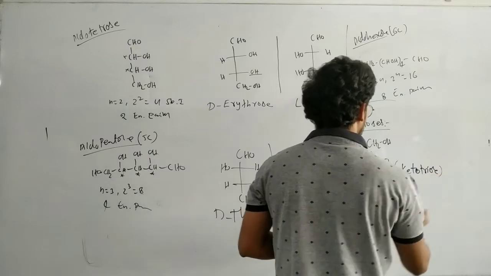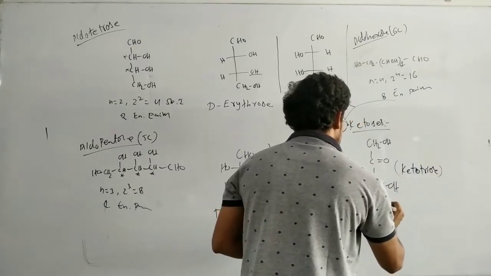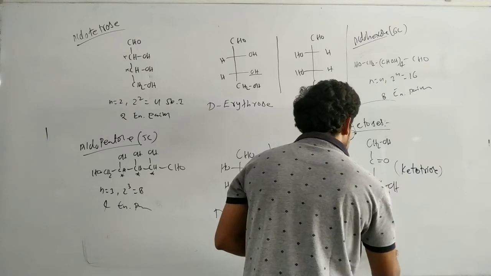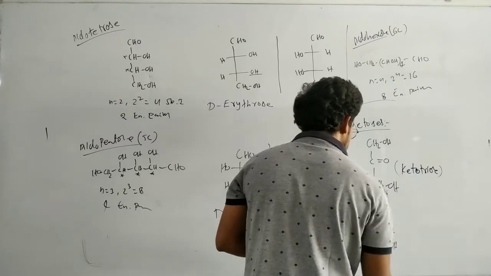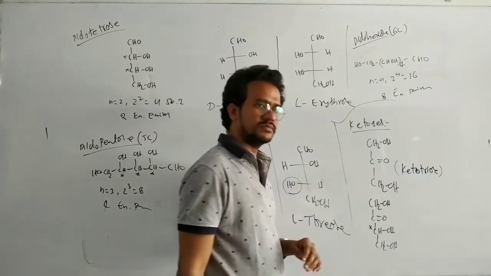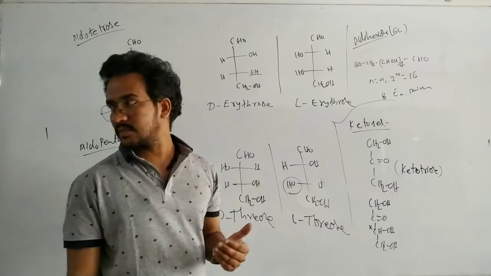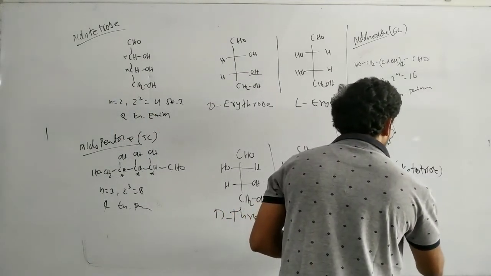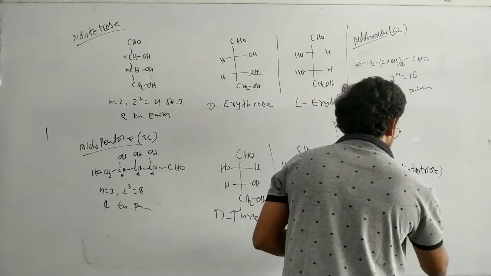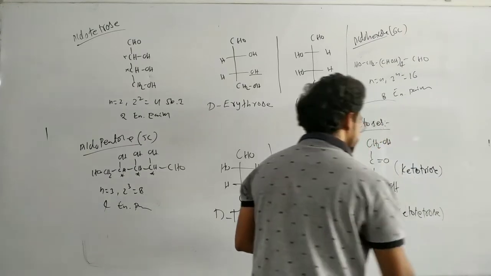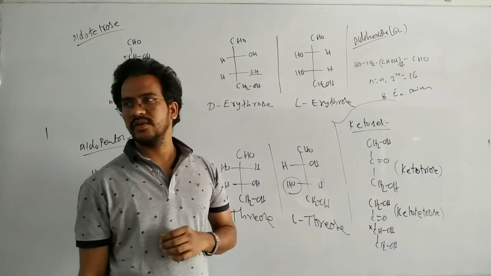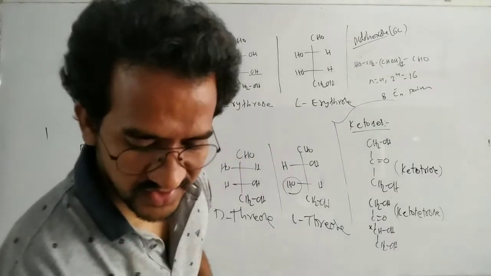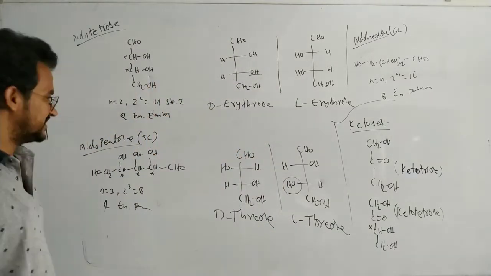It is a ketotriose. Now next, CH2OH, C double bond O, CHOH, CH2OH. Here there is only one chiral carbon, so it is optically active, with 4 carbons. So it is a ketotetrose.